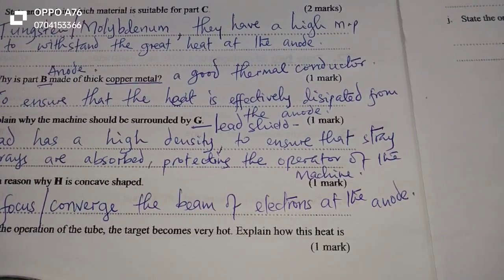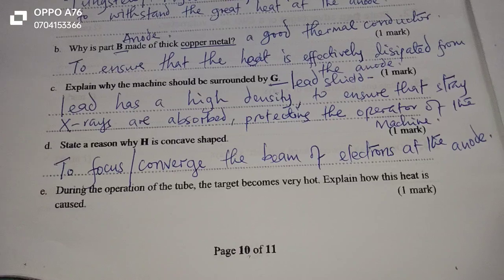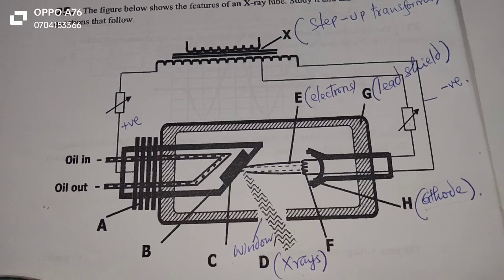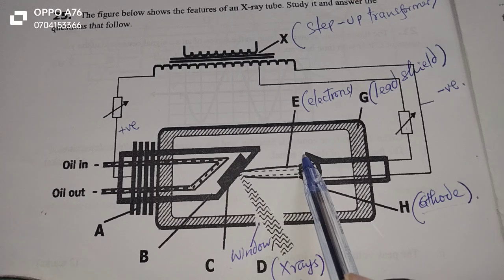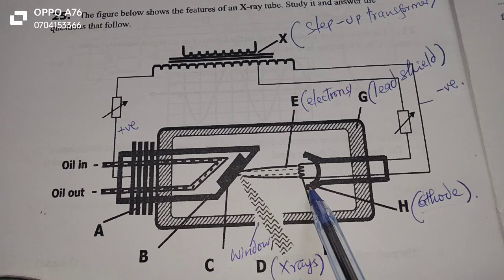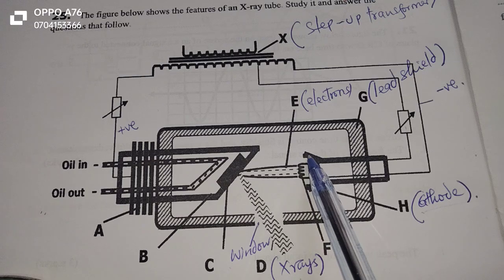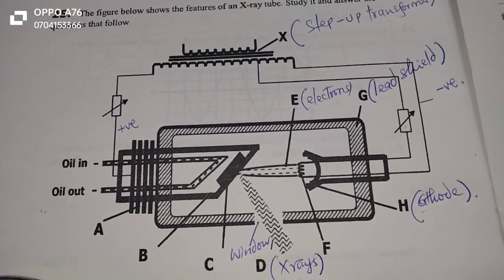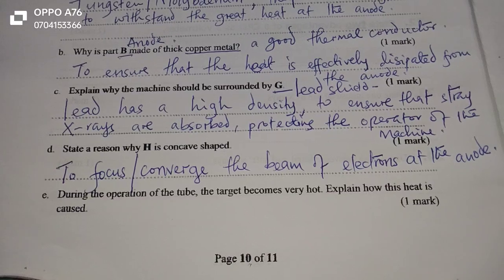So without it being concave, they will still be attracted but not effectively. So for them to be well attracted, you can see they are having a convergence motion. So they have to be converged at some point. That is because, remember, it's a wave. So they have to be converged at a point, and that is ensured by the cathode being concave. If it was plain, they would still go, but they would not be focused at one point.